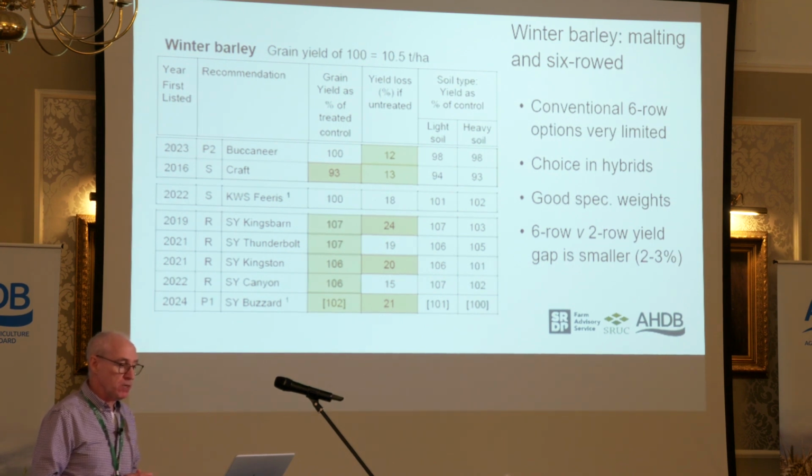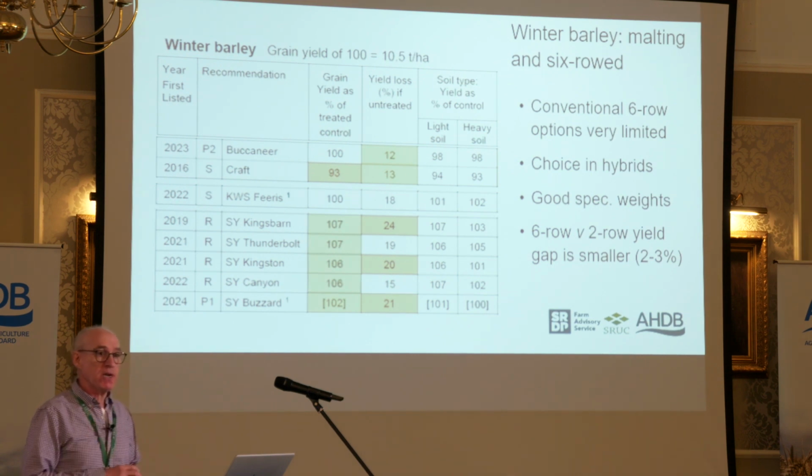Just completing winter barley, here we've got two malting varieties at the top. We've got Cadospheris, which is the only conventional 6-row, but this is a BYDV tolerant variety, and the main part of the table are the high yielding hybrid varieties. Okay, so this is our current selection. Very high yields generally and very good specific weights.